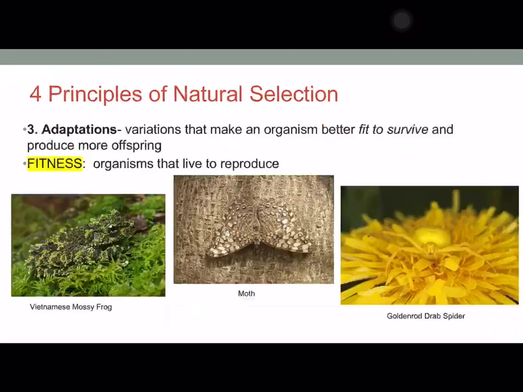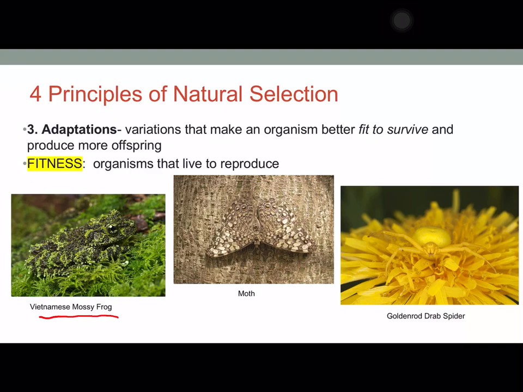The third one was adaptations, and he said that variations that make an organism better fit to survive and produce more offspring. So when you look at this, we're saying fitness is how well an organism can live and reproduce. So the major goal of these organisms is to have babies, pass on their traits. So these organisms are pretty fit for where they're living, because this mossy frog here, he's hard to see.